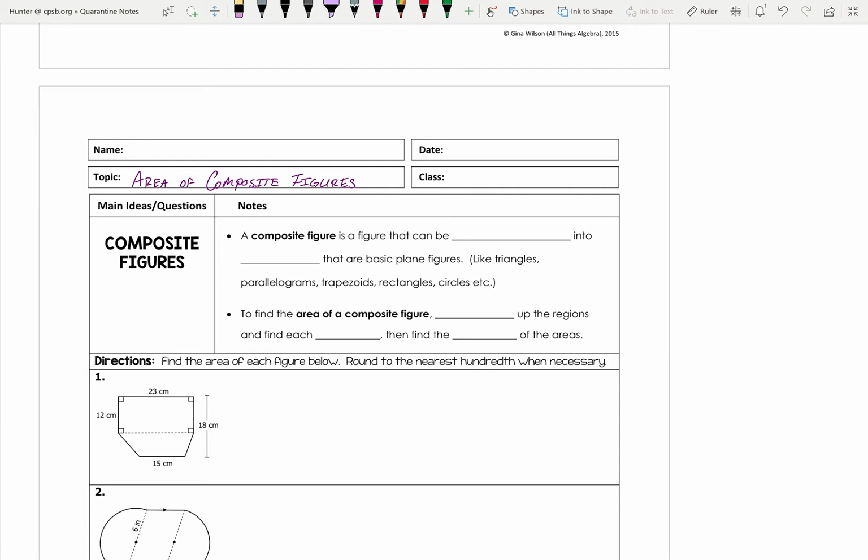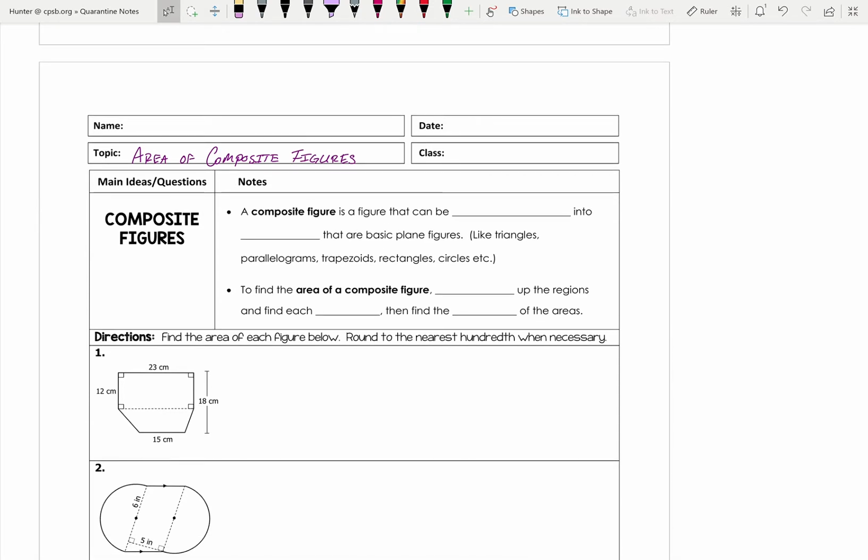This is a re-recording of my video on the area of composite figures since the first one did not have any sound. So, here we go. Alright, we're trying to find the area of a composite figure. But before we can do that, we need to know what a composite figure actually is.